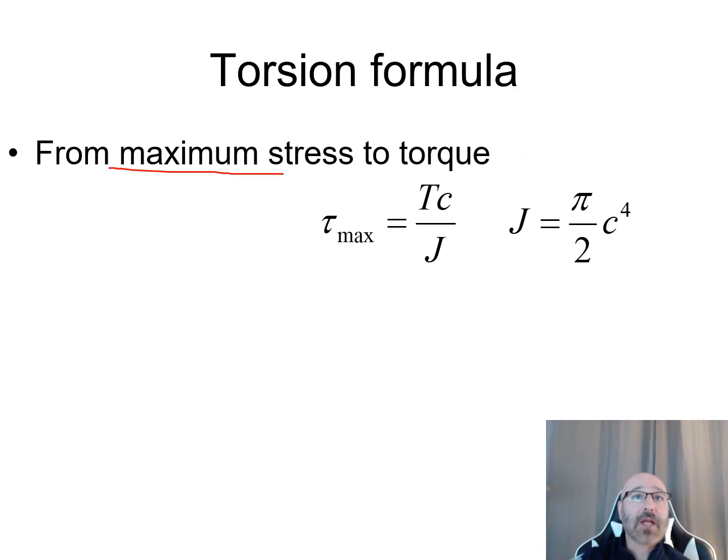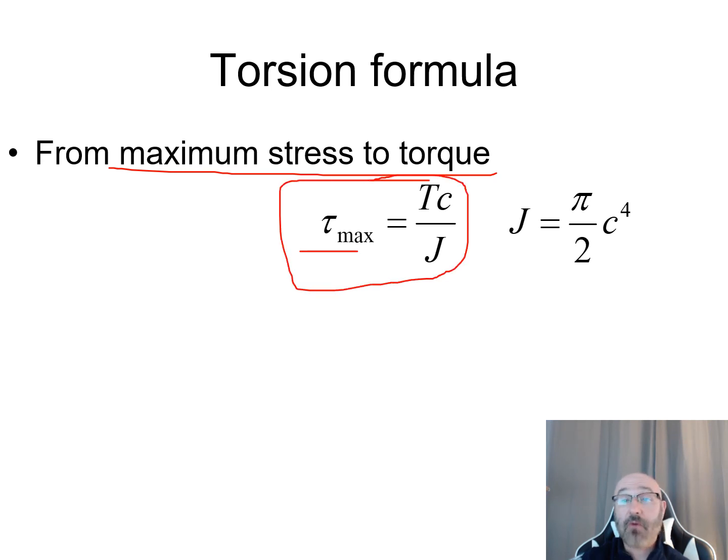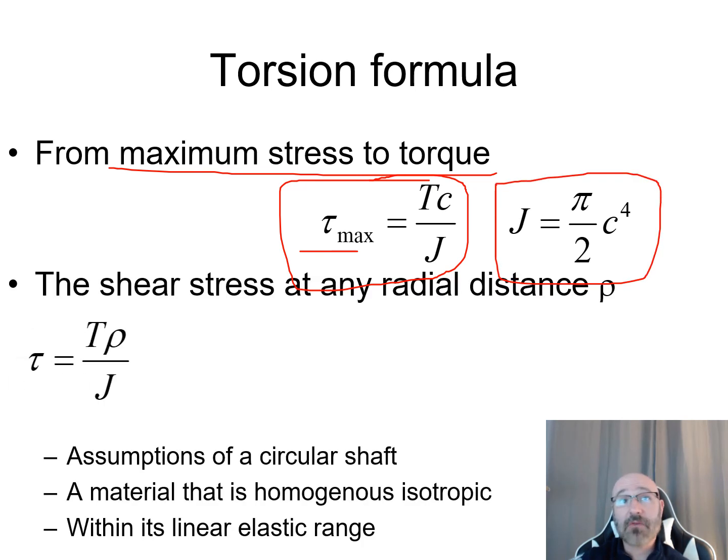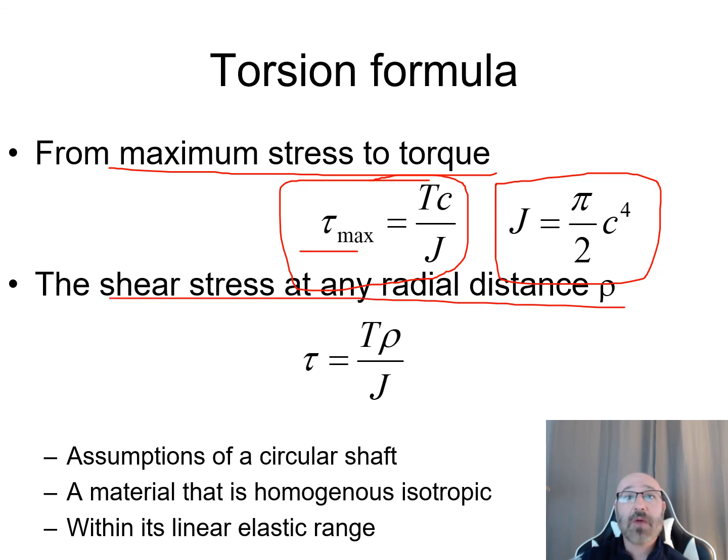How do we get from our max stress to torque? Well, we have our relationship where our tau max we just solved for from that relationship we saw in equation 4.3 in our textbook. And now we have a value for our J for this particular case, where J is equal to pi over 2 times c to the fourth. So what we can do now is, for our shear stress at any radial distance, we have the relationship that tau is equal to T times rho over J. So that's at any radial distance rather than just at our outer surface. The outer surface corresponds with the max. We could then plug in for our J values as well.